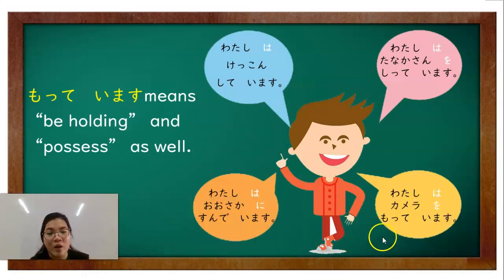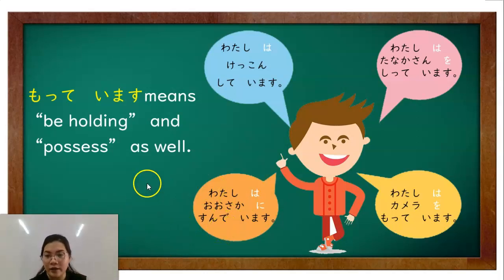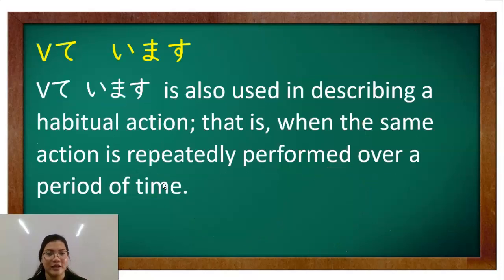Watashi wa kamera o motte imasu. As I said, motte imasu means possess as well. Meron ka nung isang bagay. So, pwede mo din gamitin siya. Motte imasu. Okay? So, sinasabi mo, meron ka ng camera na yun, until now. Okay? Verb te imasu is also used in describing a habitual action.